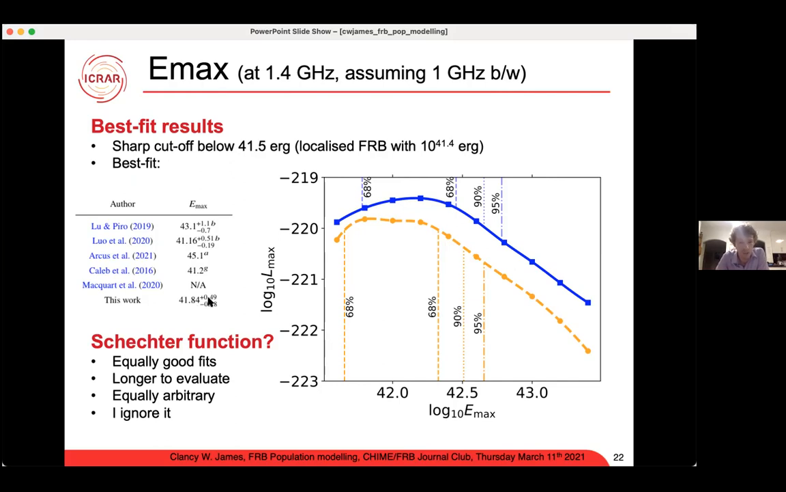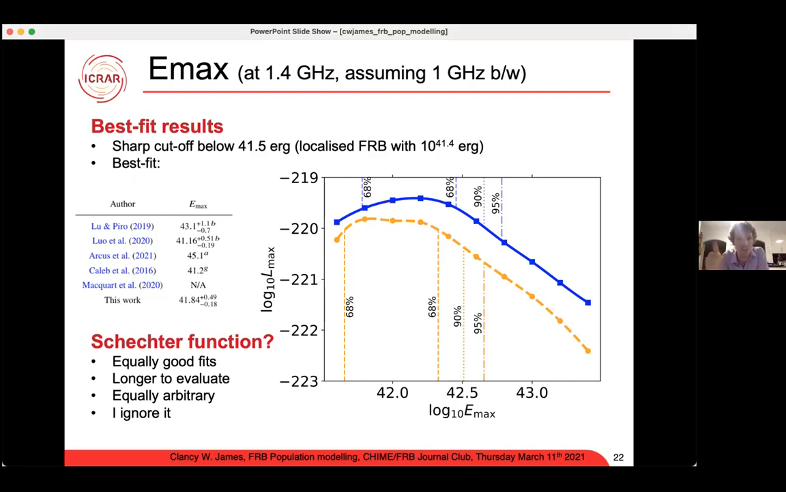Now, I don't use a Schechter function. These guys do. When I did some tests with the Schechter function, you get equally good fits, right? It's just that Schechter functions take longer to evaluate. And even though I've had comments from plenty of people that, of course, a power law with a sharp max cutoff and sharp min is unphysical, yeah, probably it is. But a Schechter function is not well motivated anyway. So if someone wants to use a Schechter function, go ahead. I told you I wouldn't rant about this, but I am anyway.